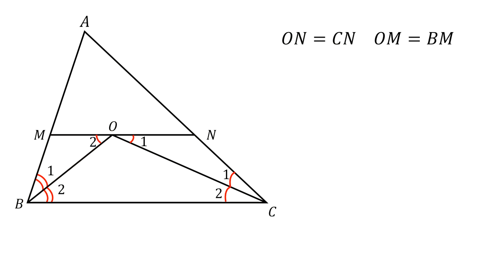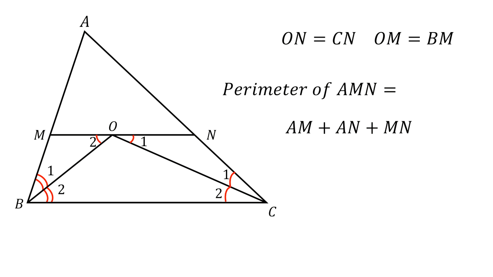Now that we have this information, we can easily find the perimeter of triangle AMN. If you're wondering how this problem can be solved with just this information, keep watching the rest of the video carefully. The perimeter of triangle AMN is simply the sum of its three sides, MN, AM, and AN. Focus your attention on the line MN. Instead, we can use the sum of OM and ON. We can also replace OM and ON with BM and CN respectively.